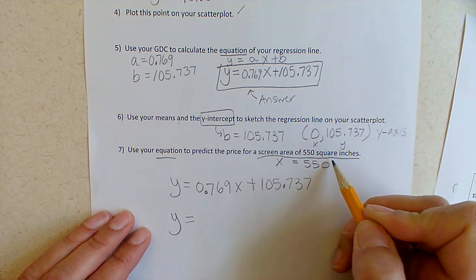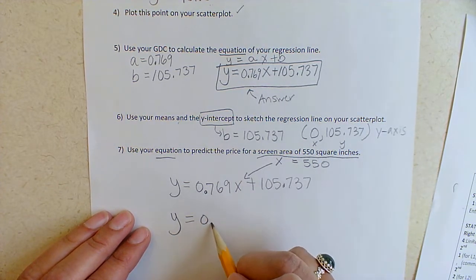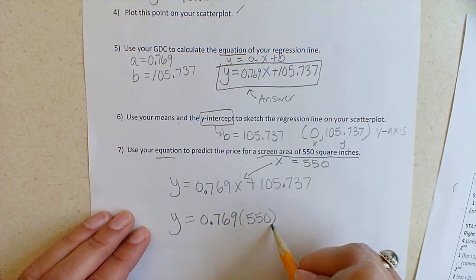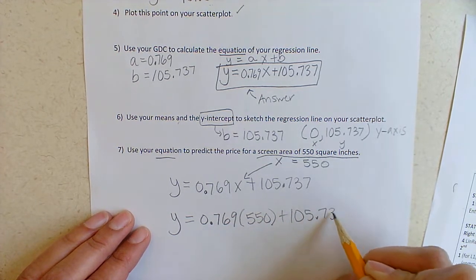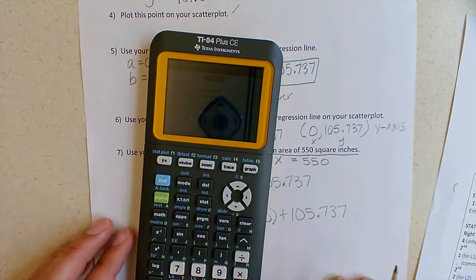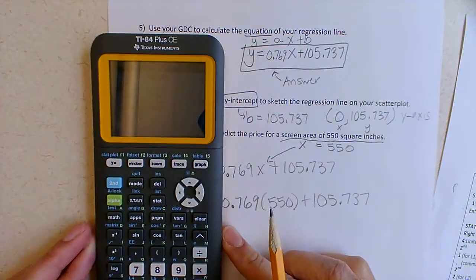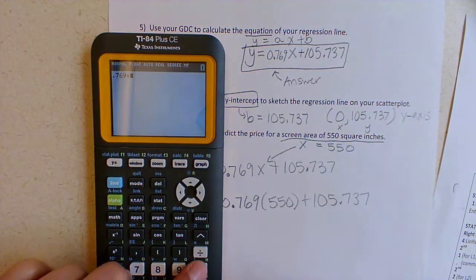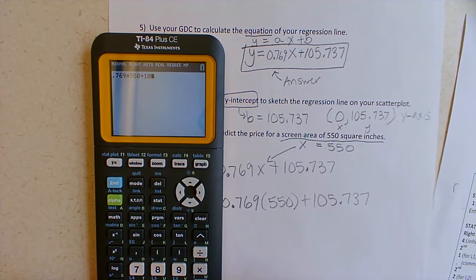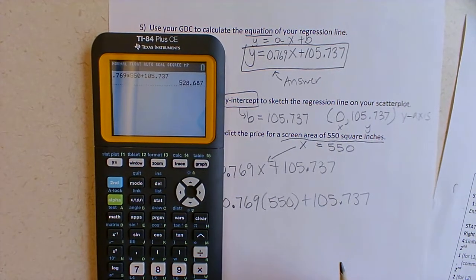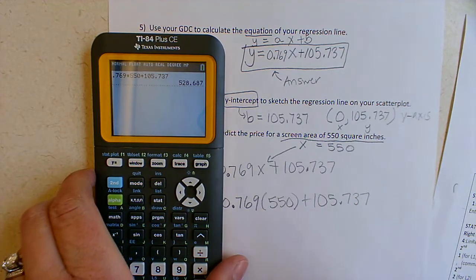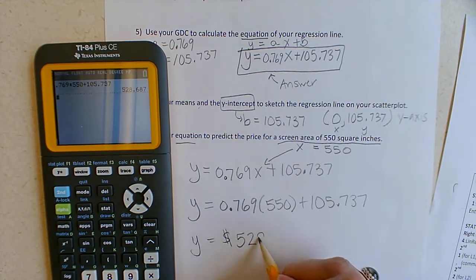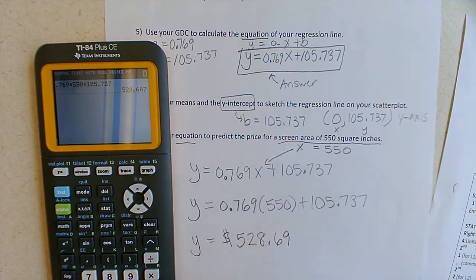So I'm going to substitute it in for my x. So I'm going to put 0.769 times 550 plus 105.737. And we can put that directly into our calculator. So really, it's just going to be 0.769 times 550 plus 105.737. And I get 528.687. Because y is the value in dollars, I'm going to round up to 528.69.